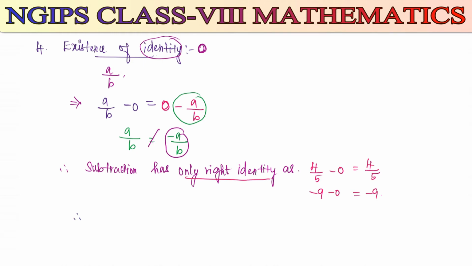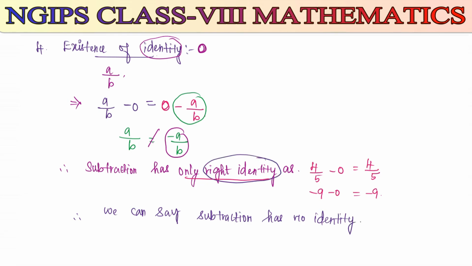Therefore we can say subtraction has no identity, because it has to be satisfied on both the left hand side and the right hand side. It is satisfied only on the right side, but it is not satisfied on the left hand side. So we can say here subtraction has no identity for the rational numbers.